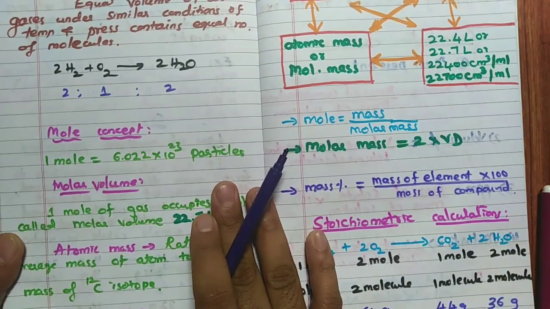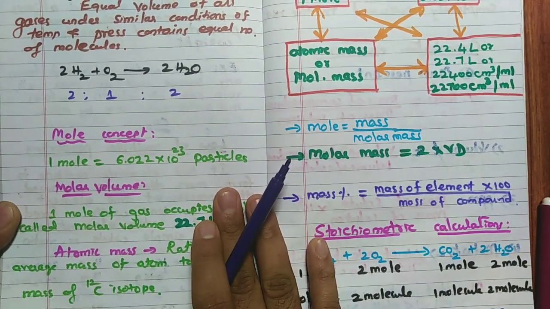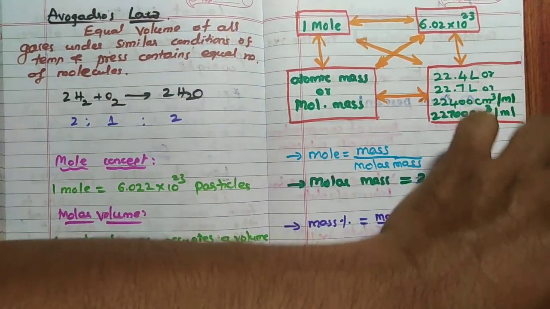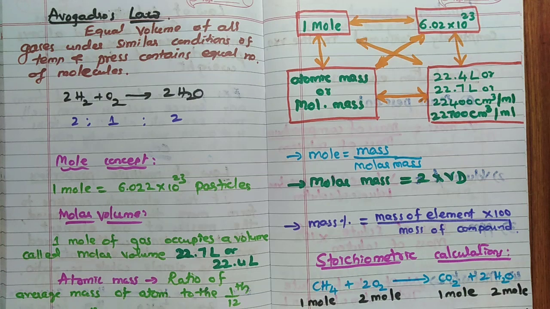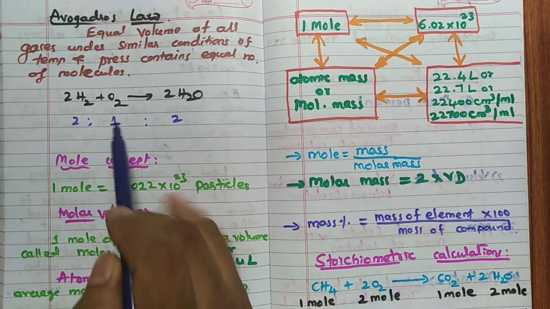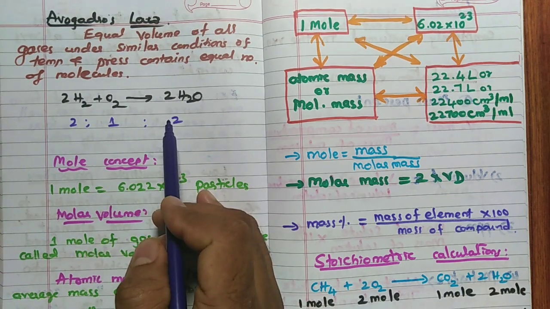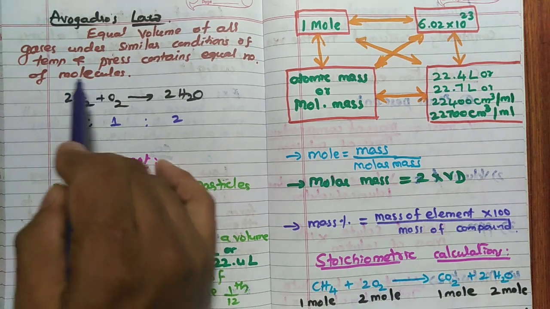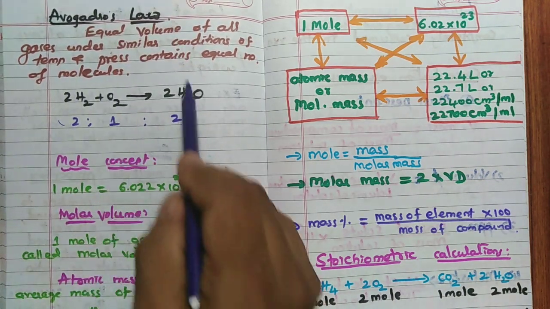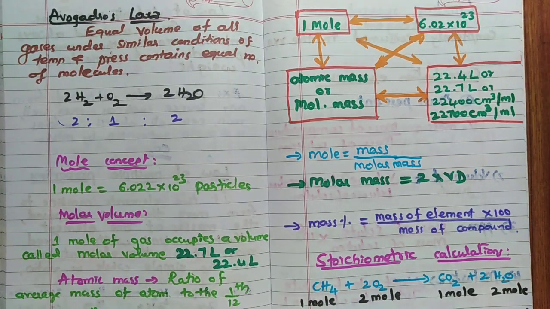Avogadro law. Avogadro law states that equal volumes of all gases under similar conditions of temperature and pressure contain equal number of molecules. For example, here 2 moles of hydrogen, 1 mole of oxygen, 2 moles of water is formed. So here you can consider 2 liter of hydrogen, 1 liter of oxygen, 2 liter of water is formed. So an equal number of molecules will be there.